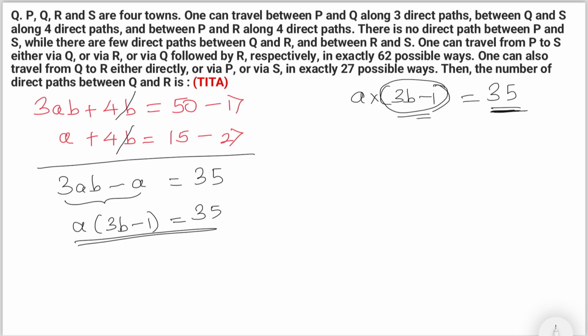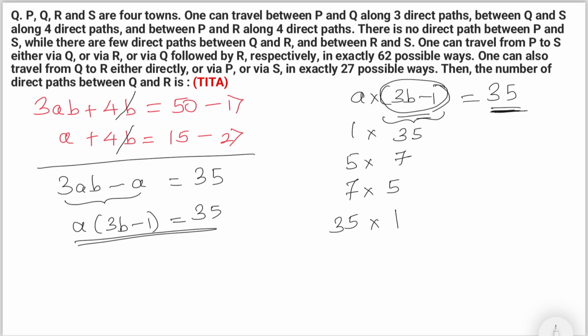The first is A can be 1 and the second bracket can be 35. The second possibility is A can be 5, the second bracket is worth 7. The third possibility is A is 7 and the second bracket is worth 5. And the last possibility is A is 35 and the second bracket is worth 1.